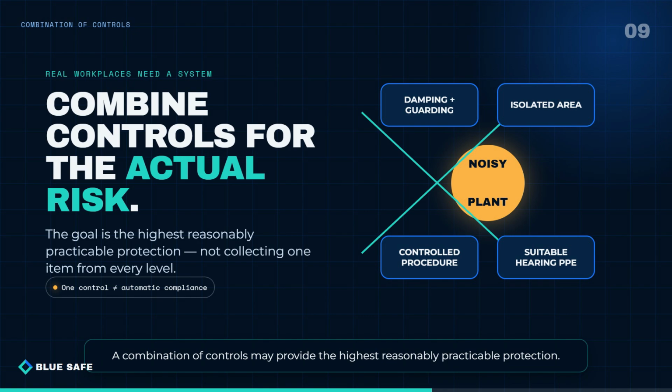The noisy plant might use damping and guarding, sit inside an isolated area, operate under a controlled procedure, and still require suitable hearing protection for particular tasks. The purpose is not to collect one item from every level. It is to choose the combination that provides the highest reasonably practicable protection for the actual risk. Selecting one control does not automatically make the work compliant.